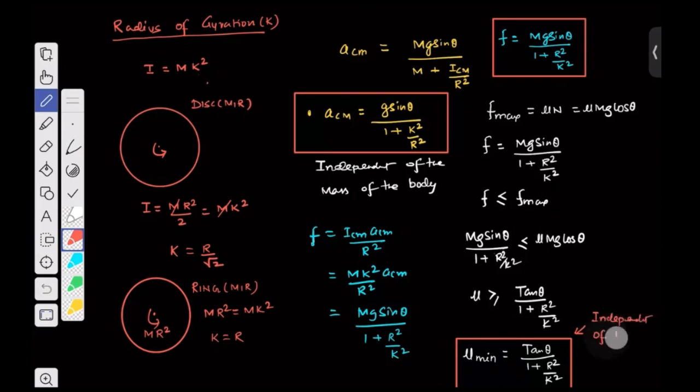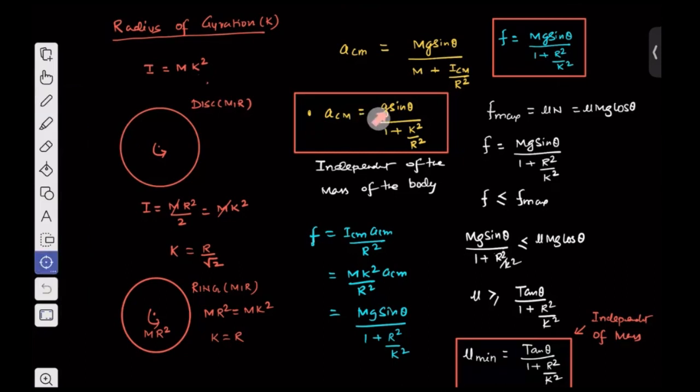In future, I'm going to give you a question where you must know this concept that a_cm is independent of the mass, whatever the mass of the body. And there is one more thing in that question. So please don't forget that result and also the significance here. Understood now, everyone? Copy this. After copying, let me know.